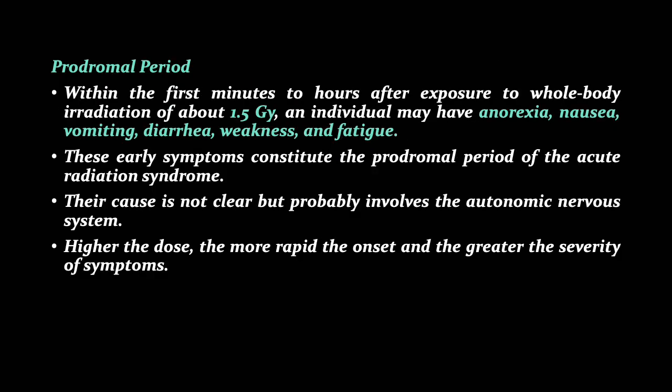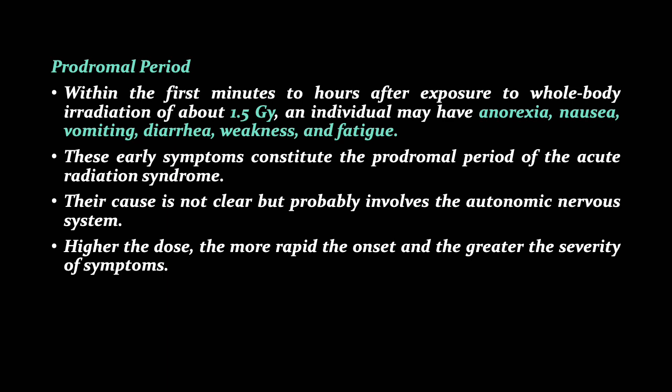Initially, within the first minutes or hours after exposure up to 1 to 2 gray of irradiation, an individual may experience anorexia, nausea, vomiting, diarrhea, weakness, and fatigue. Anorexia here means thinning down due to vomiting of the food that is given after they eat. So these early symptoms constitute a prodromal period of the acute radiation syndrome.